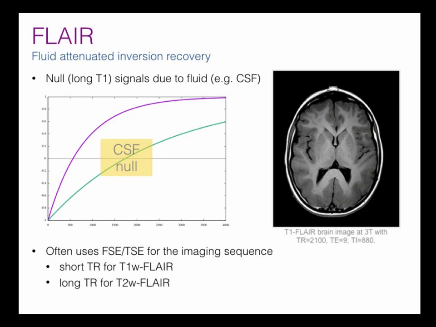point and then make our image, and we still get a pretty good level of signal from the brain tissue itself. So this is basically a standard FSE or TSE imaging sequence with an inversion recovery stuck on the front, and you can basically remove the effects of CSF in these images.